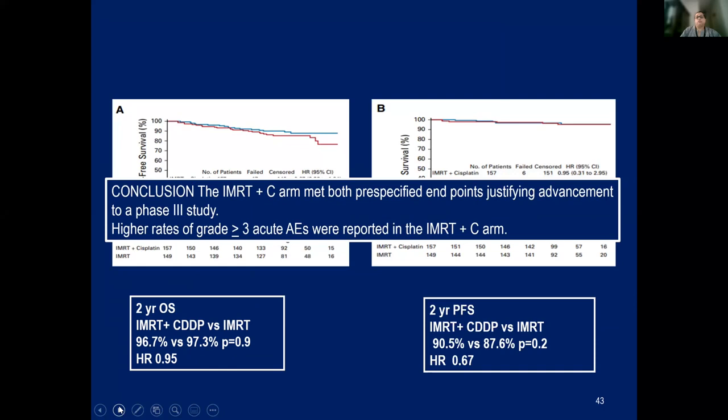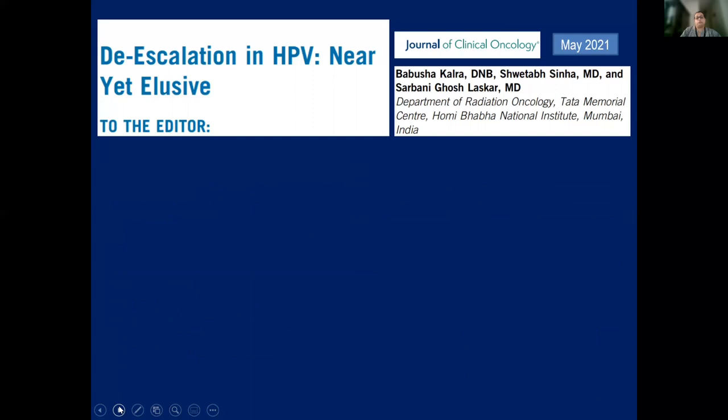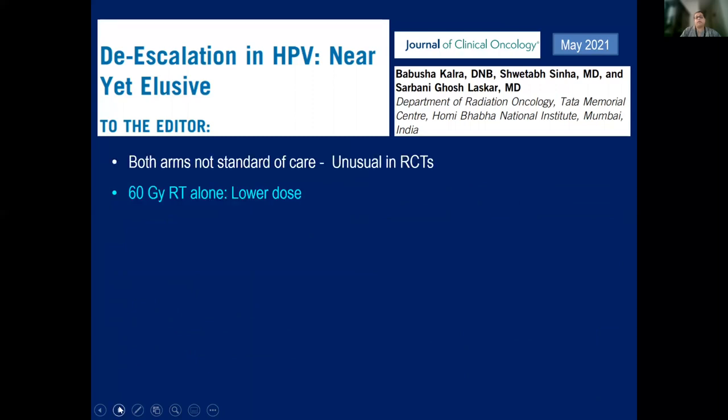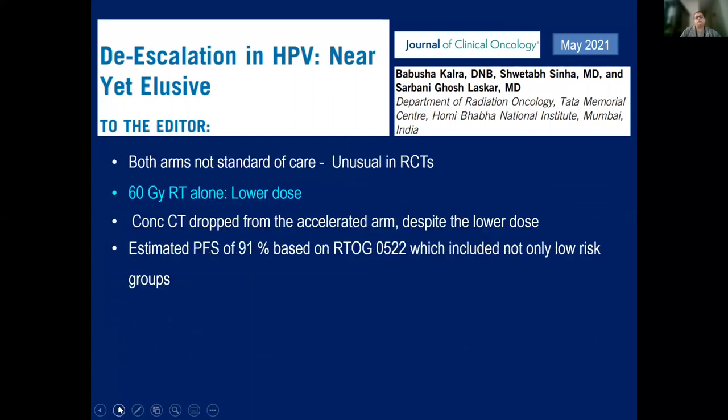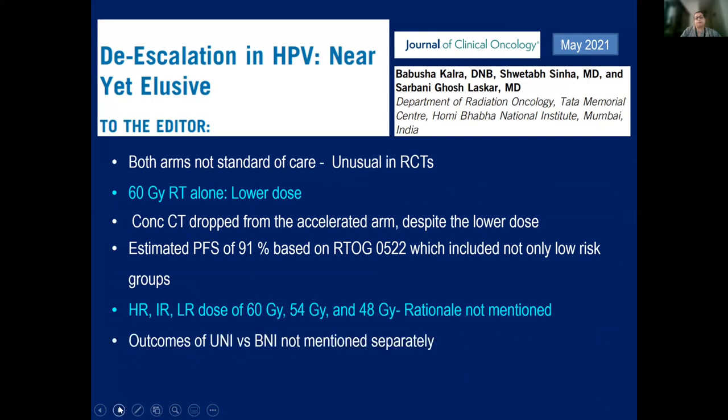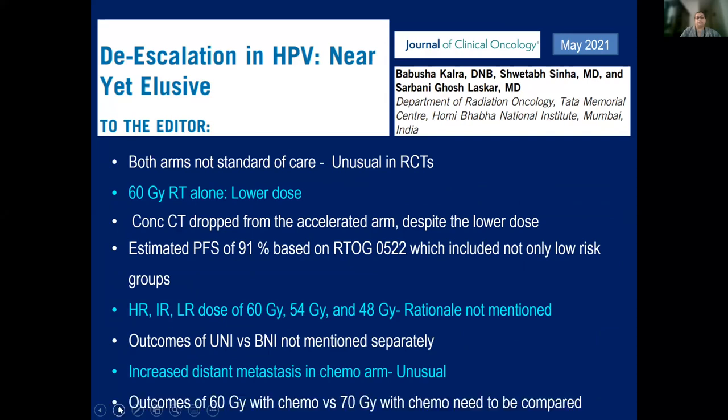And of course, this also justified the fact that we could possibly go on to a phase 3 study. But we wrote to the PI, and we thought that these were unconventional methods, and we firmly believe that we are still not ready for prime time use, and we need to wait for further more mature results.